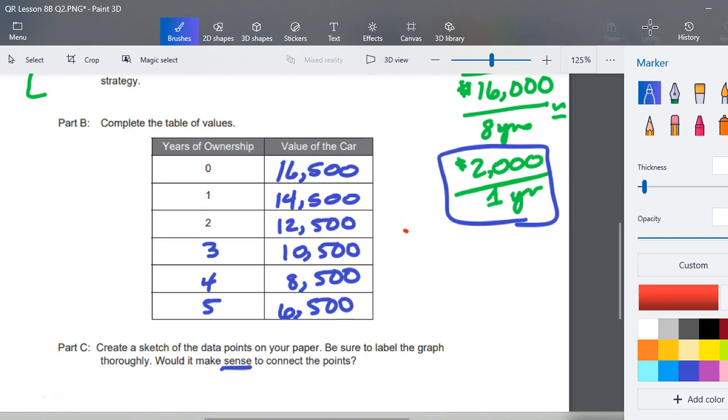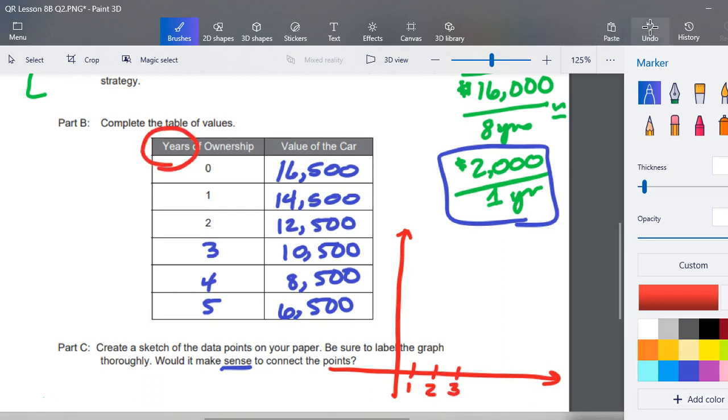So when we go to create a graph, remember earlier I mentioned that if you have something that deals with time, that very likely is going to be on your x-axis. That's an independent variable. These are our years. And then from the independent variable, it's going to generate a dependent result.